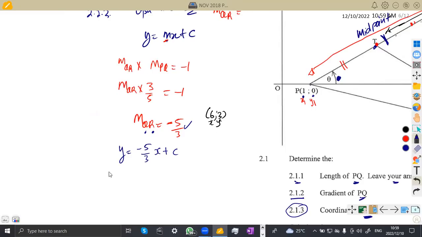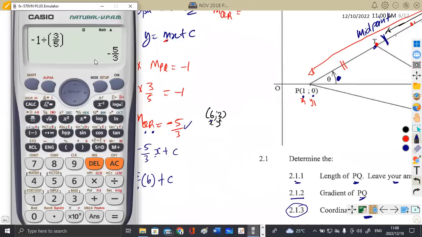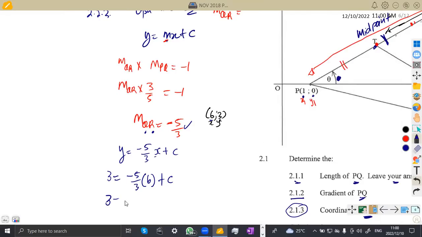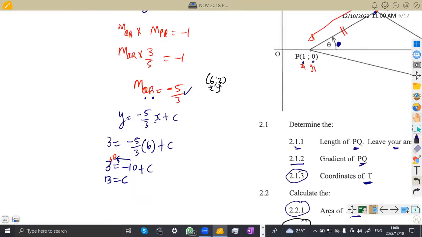In place of y, we substitute 3 is equal to -5/3 times the value of x, which in this case is 6, plus c. You're supposed to find the value of c. You can simplify -5/3 times 6, so that you see which value you are obtaining. -5/3 times 6 is -10. So 3 is equivalent to -10 plus c. You can transpose the -10 to the other side, which becomes +10. So we add 3 plus 10, which is 13. So 13 is equal to c, or c is equal to 13.